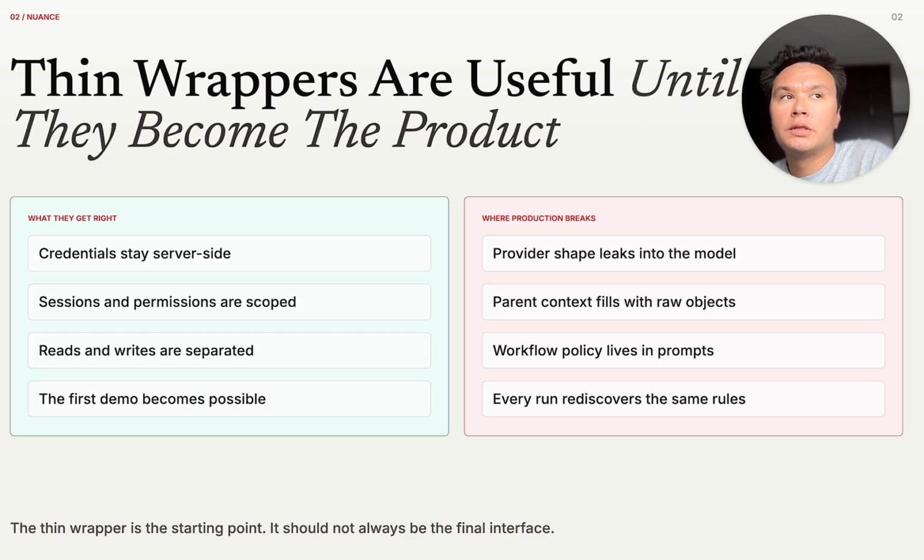So my worked example here is a Gmail and calendar server. I'm going to keep this provider agnostic on purpose because the lesson is not about Gmail. The lesson is about what happens when an agent has to grind through a real inbox to do some real work.